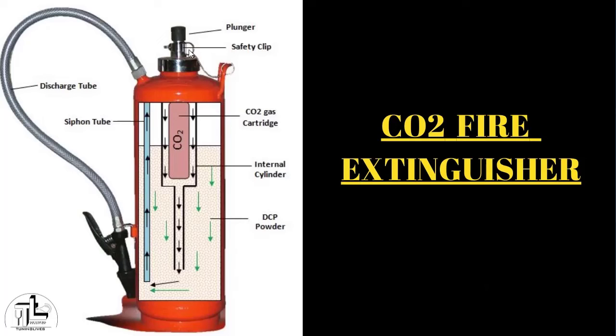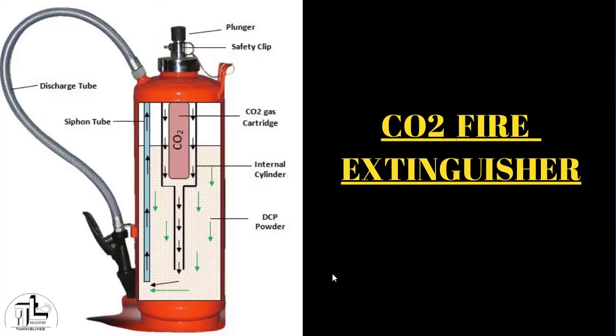So first of all you have to remove this safety clip. Then hold this discharge pipe in the direction of fire. Hold the handle of cylinder and rotate the plunger. As soon as you rotate the plunger, the CO2 gas comes out from this cartridge, and with the combined function of internal cylinder and siphon, the CO2 gas goes out through this pipe. While using CO2 fire extinguisher, do not touch cylinder body because carbon dioxide gas has high cooling effect.